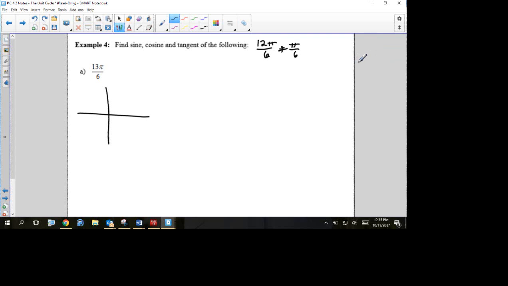Right? Where is 12 pi over 6? What's 12 pi over 6? Say it! Ready? 2 pi. So I'm going to rotate all the way around to 2 pi, and then I'm going to go pi over 6 more. What quadrant am I in? First quadrant. So when I go to find sine, cosine, and tangent, what's negative in the first quadrant? What's positive in the first quadrant? All of them. So we don't have any negatives.